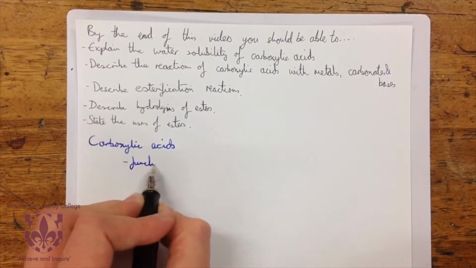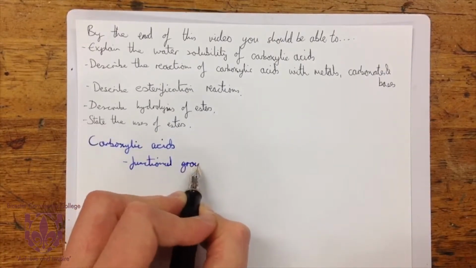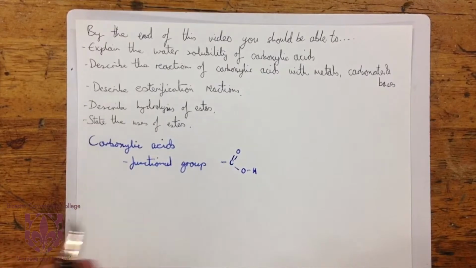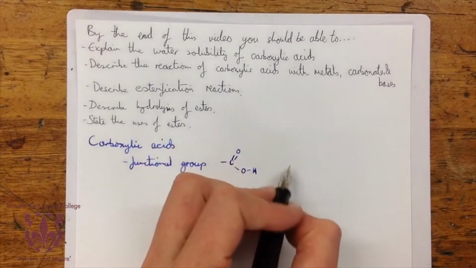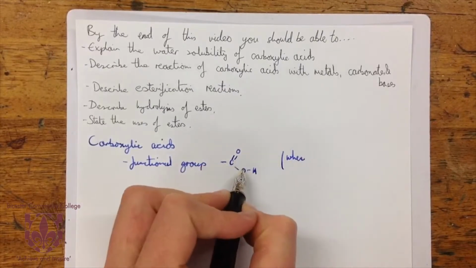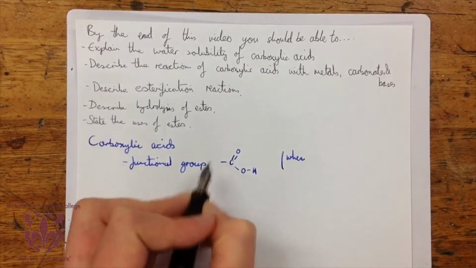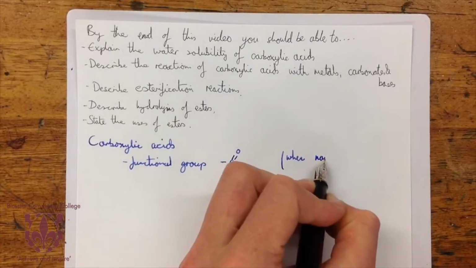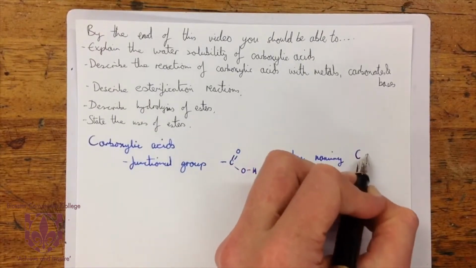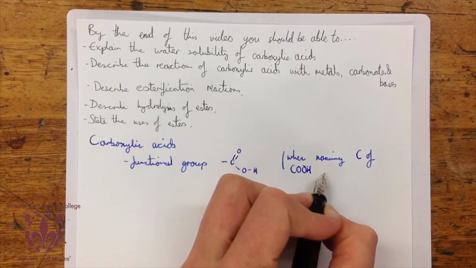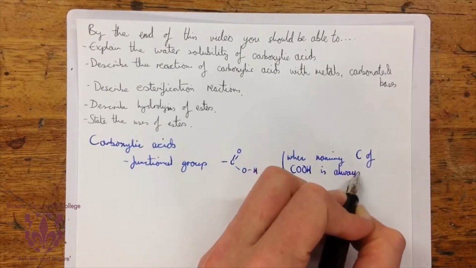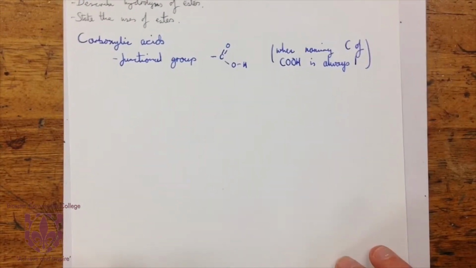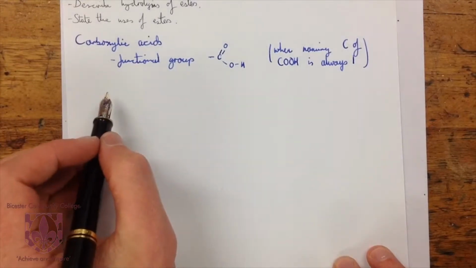Okay, so carboxylic acids, we've met these before very briefly at AS. Their functional group is C=O-OH. So technically they are not a carbonyl, and because this OOH is actually interconnected, it works together. It's not a C=O on its own. So when naming carboxylic acids, the carbon of the COOH is always carbon 1, a bit like aldehydes, where the carbon of the CHO is number 1.